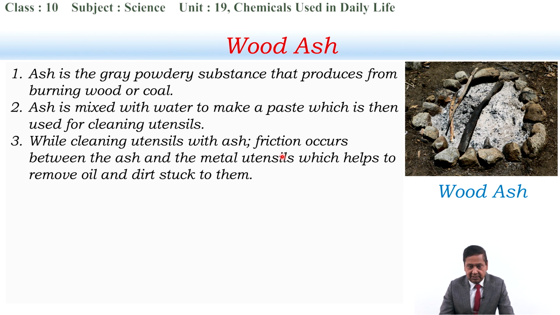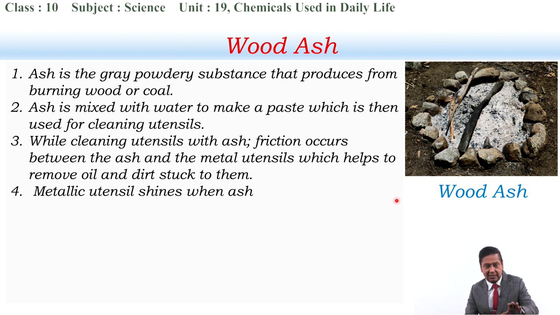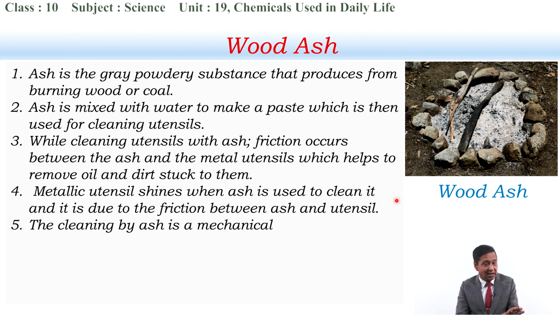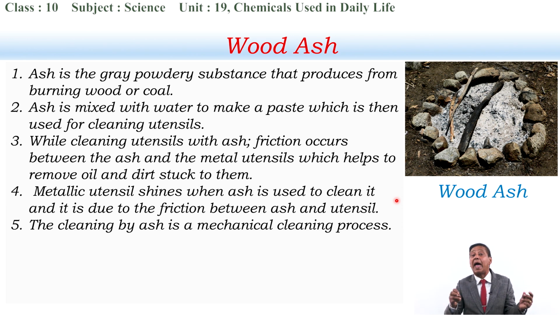And so this is a mechanical process. That's why we can say that a metallic utensil shines when ash is used to clean it. It is due to the friction between the ash and the utensil, and this cleaning process is a mechanical process. Till now we were talking about chemical processes. The chemical substances contained in the natural materials were used for cleaning. But in the case of ash, just because of the friction between the ash and the utensil, it acts as a cleaning agent. This is not a chemical action, this is the mechanical action of the ash.